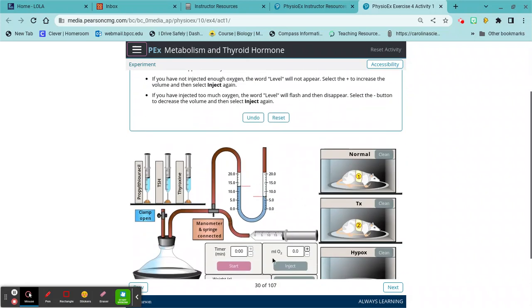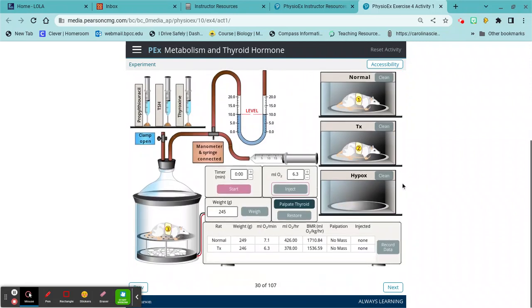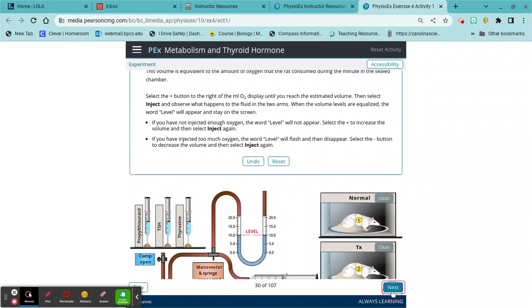So it looks a little less. I've tried 3 every time. So let's try 3 again and see if we are not on. I'm really not good at this. So maybe I should just stick with like 5. Let's do that one. Okay. And then we push next.